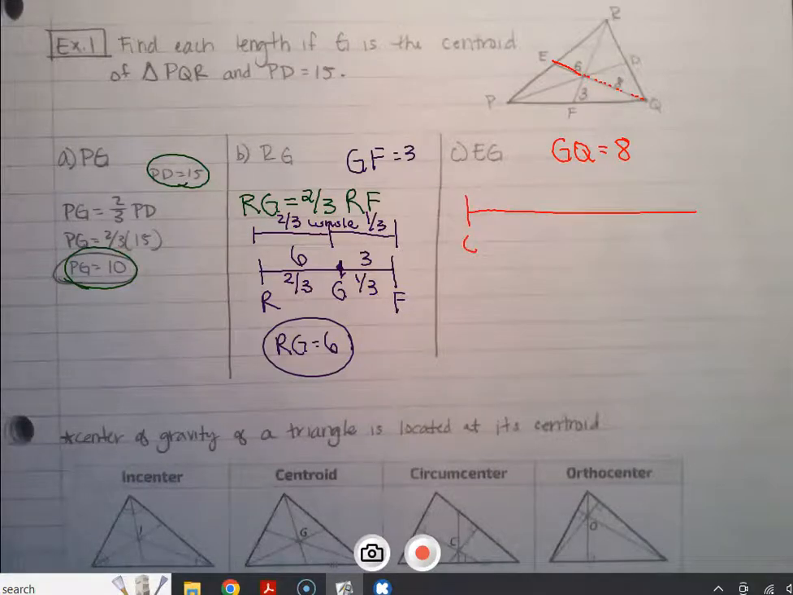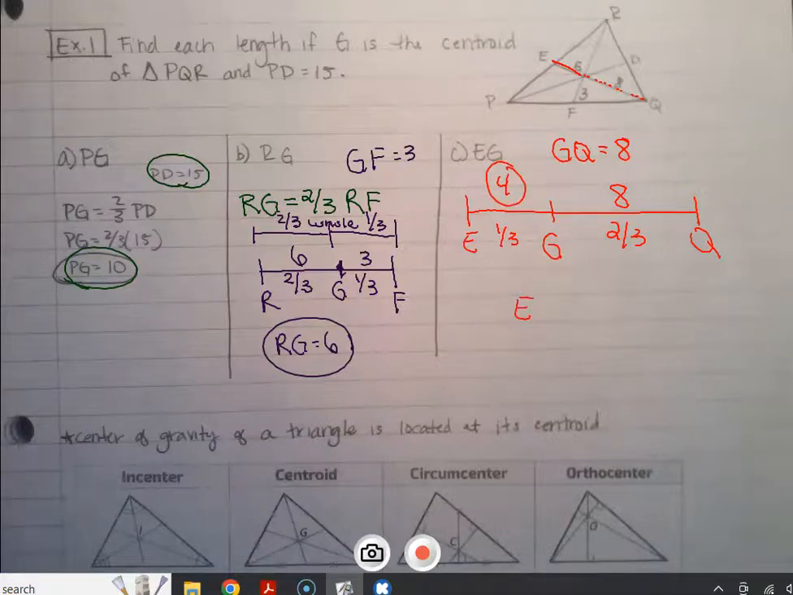Okay, so if I think that same concept, just because it was a little bit simpler. We've got E over here, and Q over here, and G here. We know GQ is 8, and that it's 2/3 of the size. So EG is what fraction? 1/3, which is 4. So EG is equal to 4. You made that so simple.